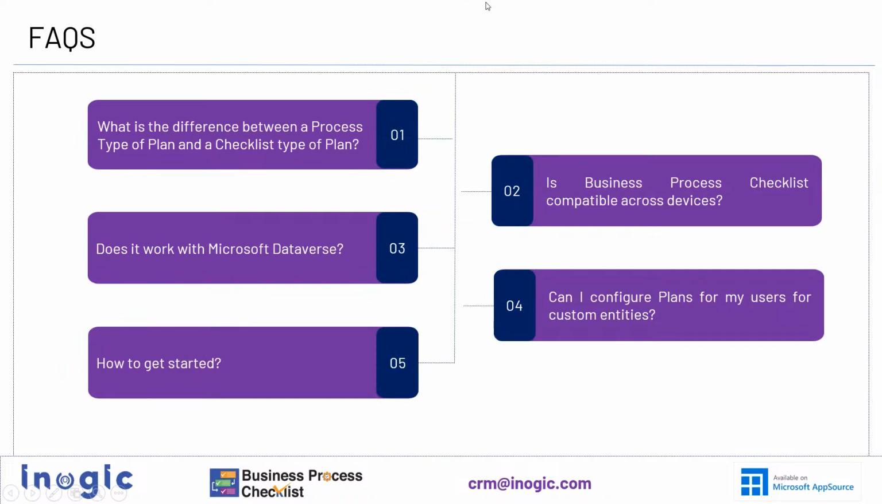So what is the difference between process type of a plan and a checklist type of a plan? So fundamentally, when it comes to process type, the steps are interdependent. So you can't go to the second step before the team member completes the step one of it, or the action one out of it. With checklist, there is no such interdependency.